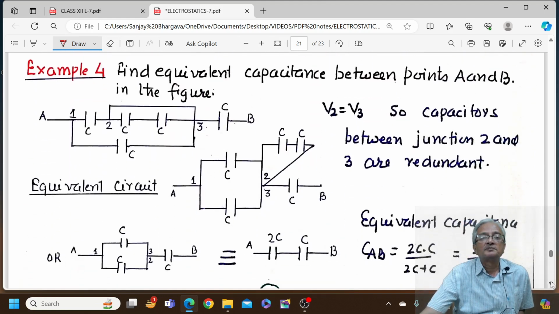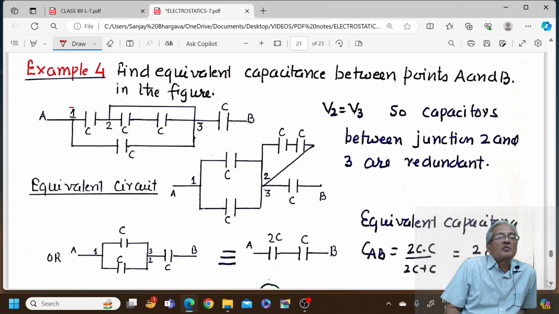Another example here. What will happen? Again you have to mark the junctions. So we start with point A. From point 1 we can go to 3. So I write 3 here. We can go to 2. So I write 2 here. I am utilizing this capacitor and this capacitor. Between 2 and 3 there are 2 capacitors.